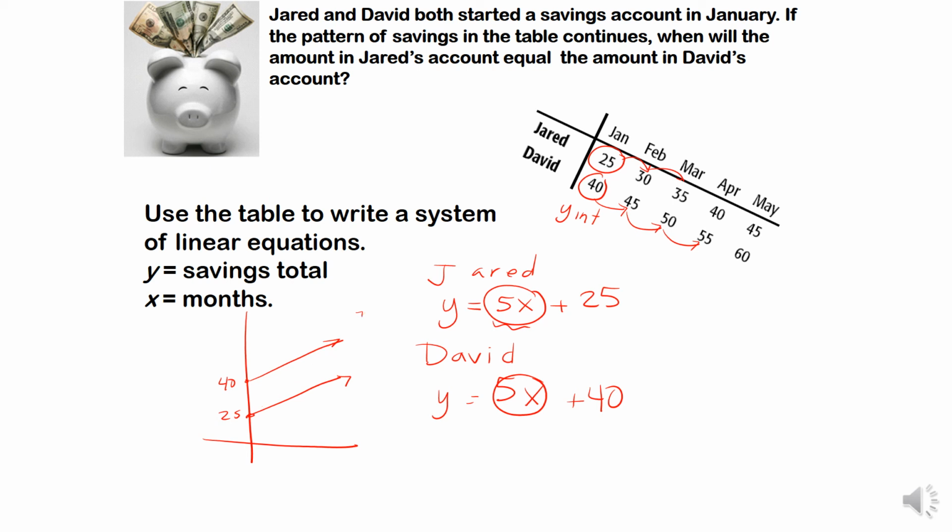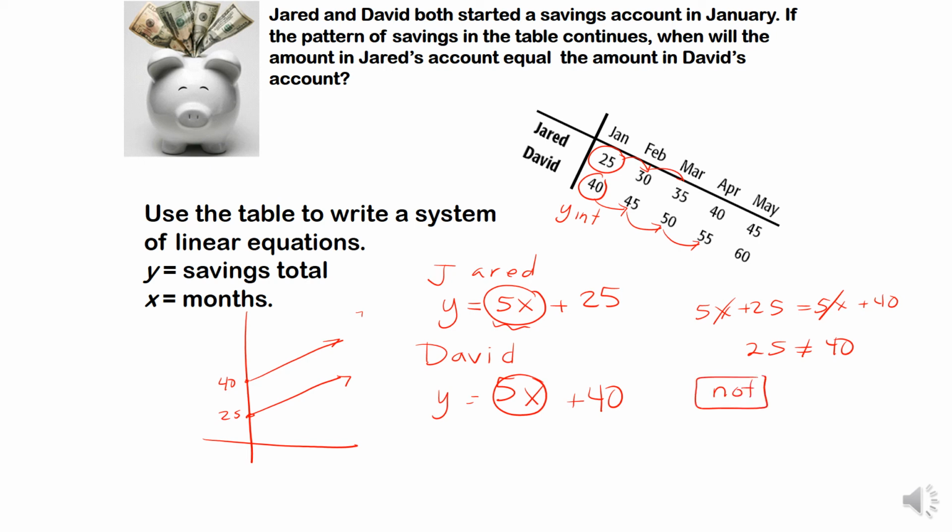Okay? So you could also solve it and you would find that it's no solution as well. So you go 5x plus 25 equals 5x plus 40. Cancel both sides. 25 does not equal 40 and therefore it's not going to happen. He's not going to catch up.